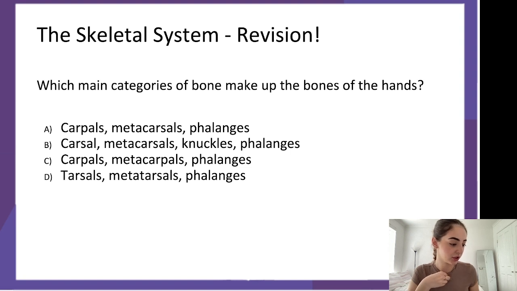question. Let me just find the question. Which main categories of bone make up the bones of the hands? Is it carpals, metacarpals, phalanges; carpals, metacarpals, knuckles, phalanges; carpals, metacarpals, phalanges; or tarsals, metatarsals, phalanges? What do we think?